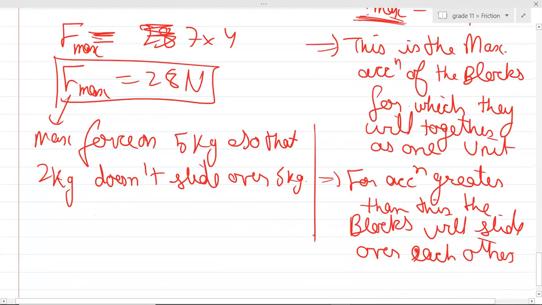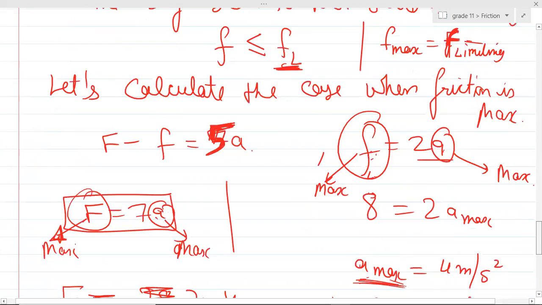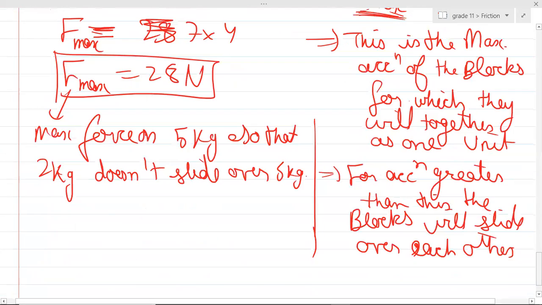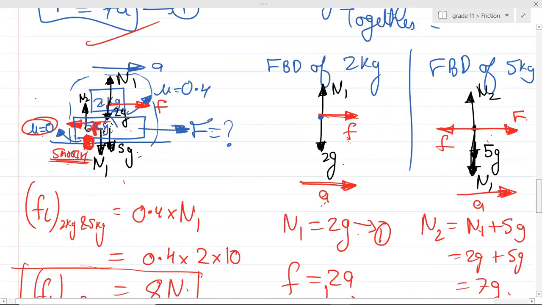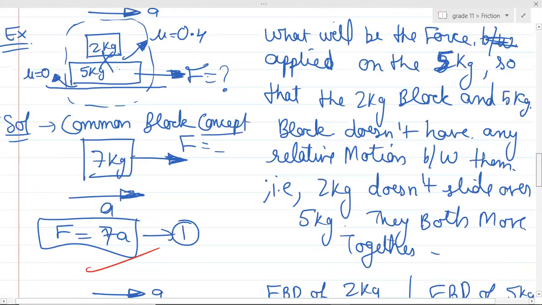yes or no? What will happen? Then the object will move. Then the 2 kg will move over the 5 kg and the acceleration of both the objects will be different. So is it clear how to calculate this force? Is this clear, guys, how to calculate this force? Please write it. Then we'll come back to the conceptual part again.